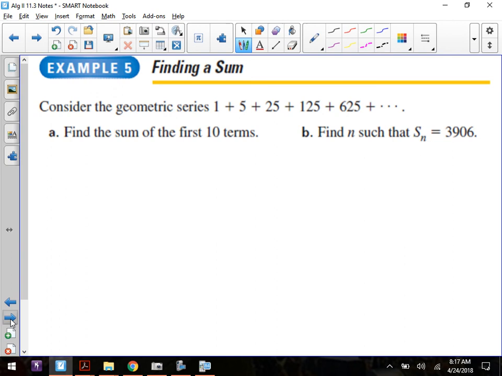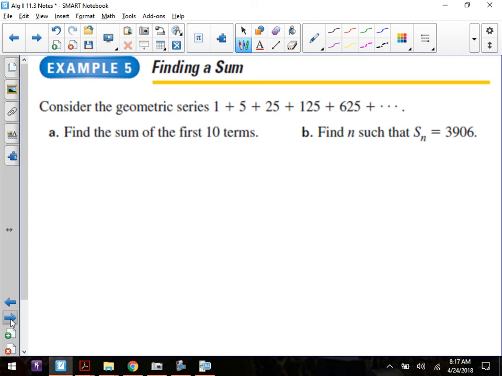For example, consider 1, 5, 25, 125, 625, and so on. I'm considering this as 2 parts. Find the sum of the first 10 terms and find the number of them that you have to add together to get 3906. Yeah, this one has a couple extra steps to it, but it's not terrible. It's not squaring, because if I squared 1, it would be 1 plus 1 plus 1 plus 1 over and over again. So your first term is 1, and what's your rate?